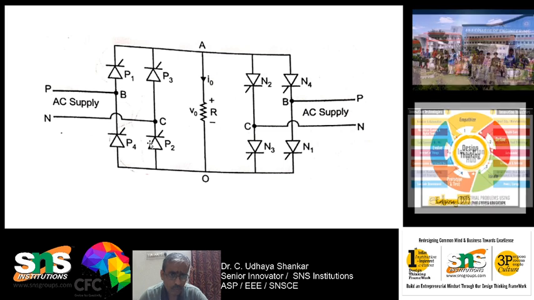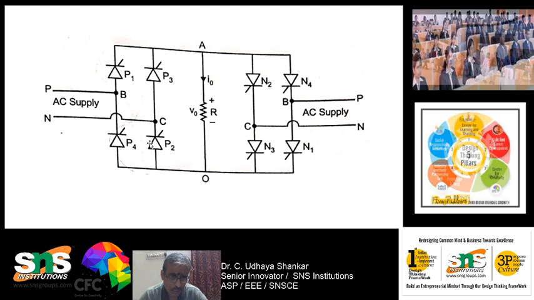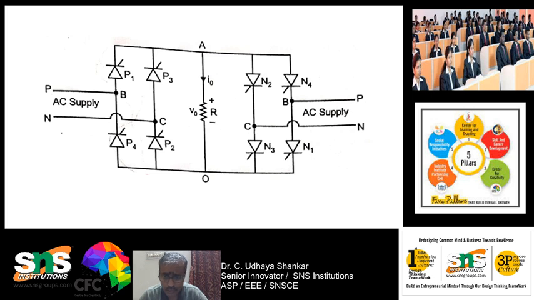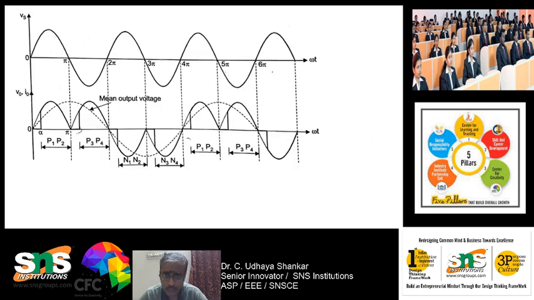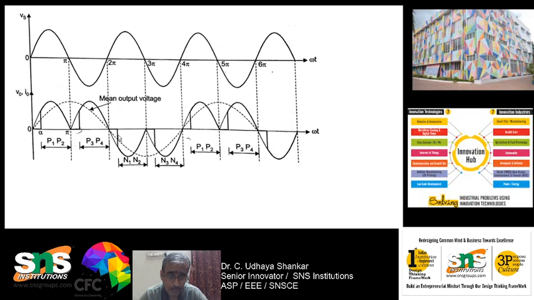Okay. So by operating bridge 1, you will be getting the positive cycle. By operating bridge 2, you can get the negative cycle, and the cycle goes on. So for example, if I want to get f naught by 2, this is how. I will be switching on P1 and P2 and then P3 and P4.